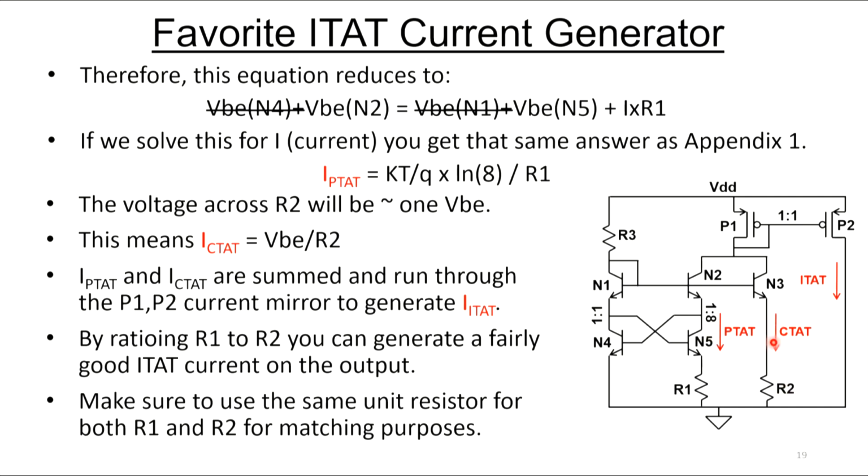So now we can add those two currents together through this current mirror and generate an ITAT current. And like I said, this is my favorite one. It's nice and compact. It works pretty well. By the way, you'd want to use matched resistors for R1 and R2. You'd need a ratio here, but you'd want to use a unit resistor, make them out of the same type of material, and all those matching techniques we talked about last month.